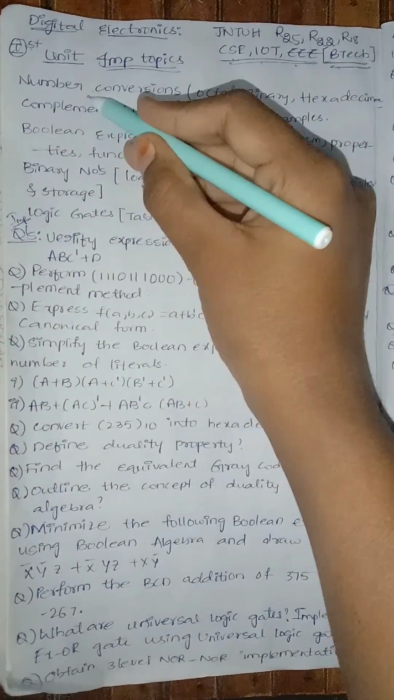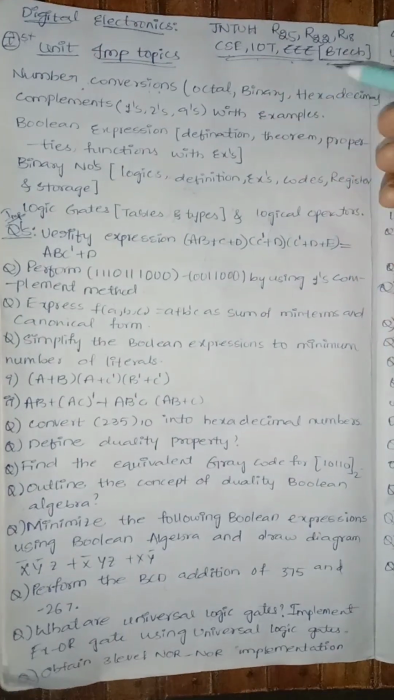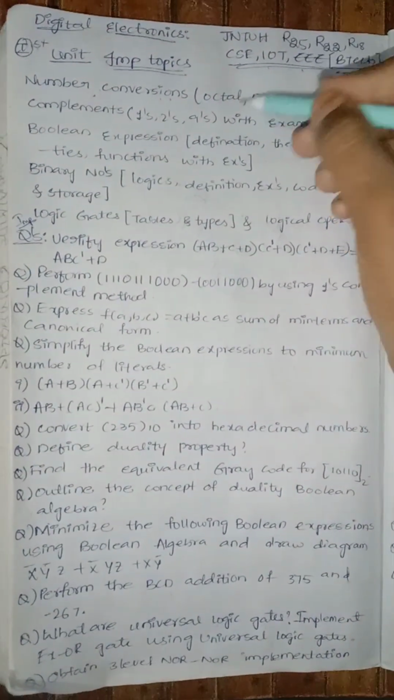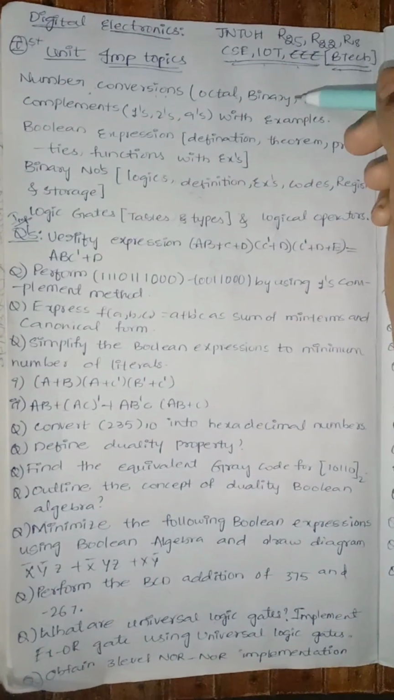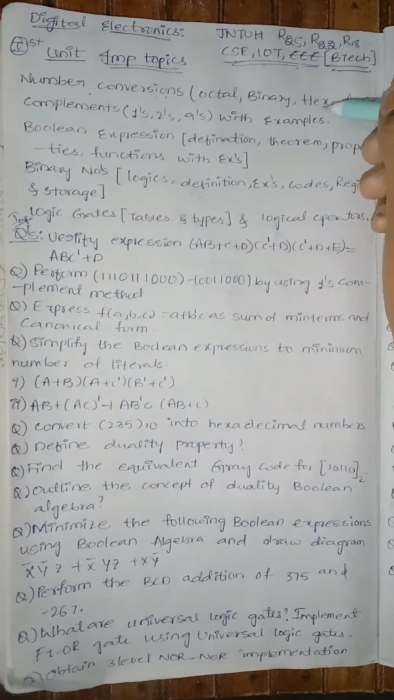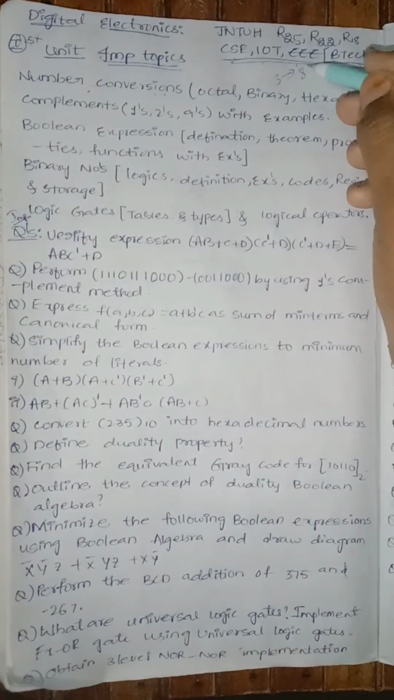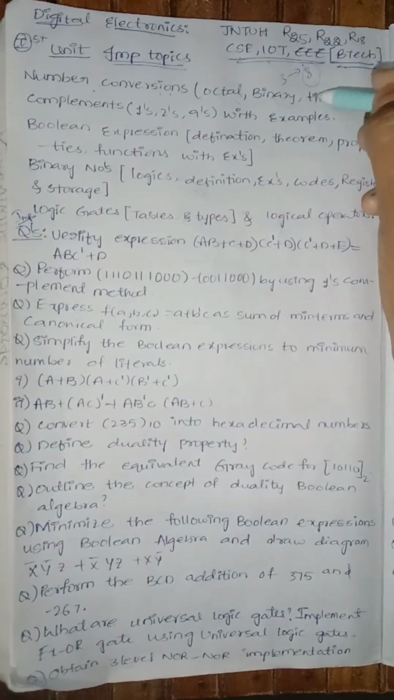In that we have the number conversions concept: octal, binary, hexadecimal. These are the types. In that we need to convert octal to binary, binary to hexadecimal, decimal, binary to hexadecimal. In that we have three types, and 8 sub concepts of changing one type to another type.